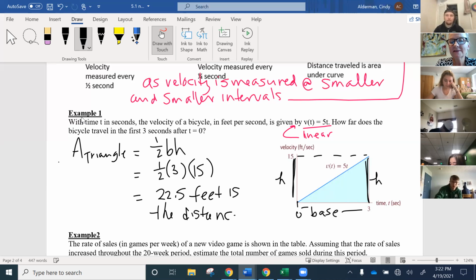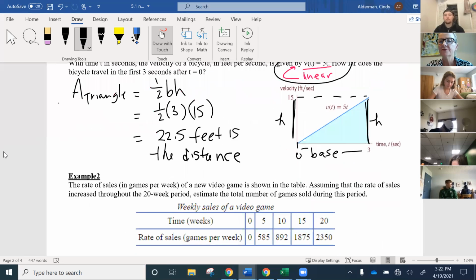Now, obviously, this is not super realistic, but if they give you a linear function, then it's a triangle. Not very realistic, because that's probably an average velocity, but there's a question like that. Any questions from you guys? Does that all make sense? Everybody cool? Groovy.